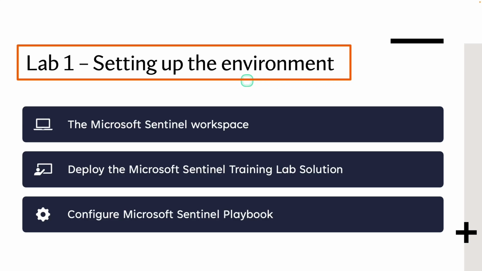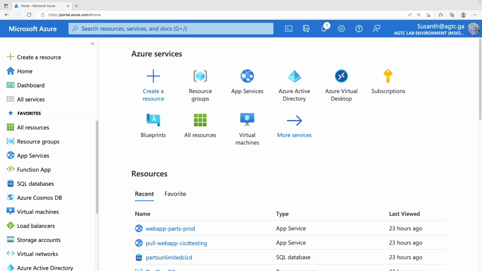In the first lab, we're going to set up the environment. The first activity is to set up the Microsoft Sentinel workspace. So let's go and do that. I'm on my Azure portal. What we are going to do right now is deploy our Sentinel training lab solution, which we are going to use in the subsequent lab series. You can perform all of these activities by creating a free Azure trial subscription.